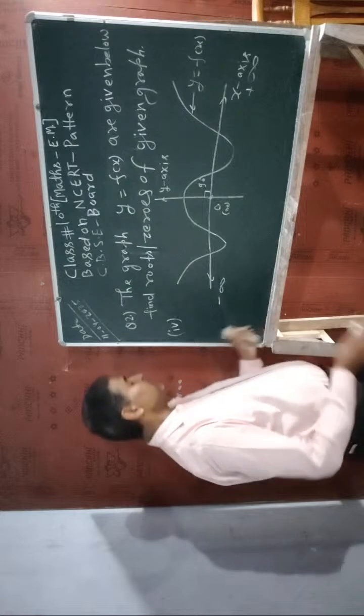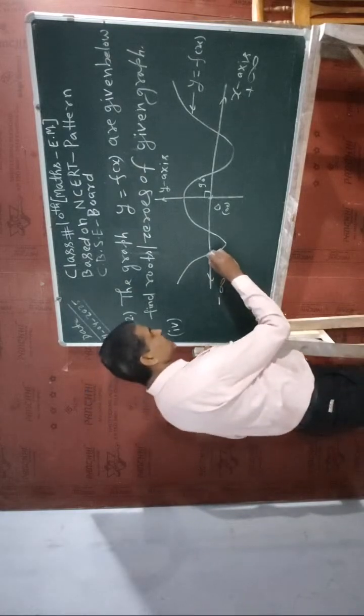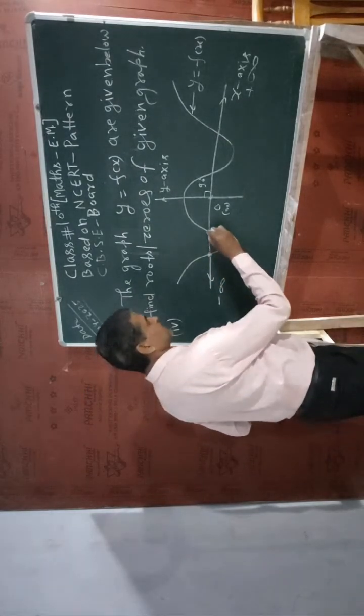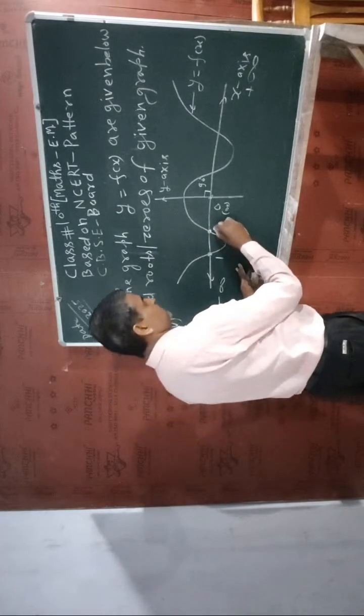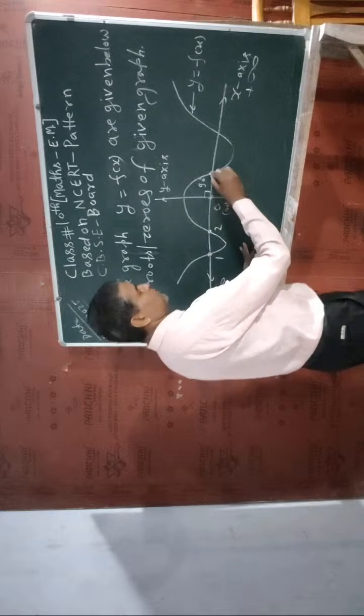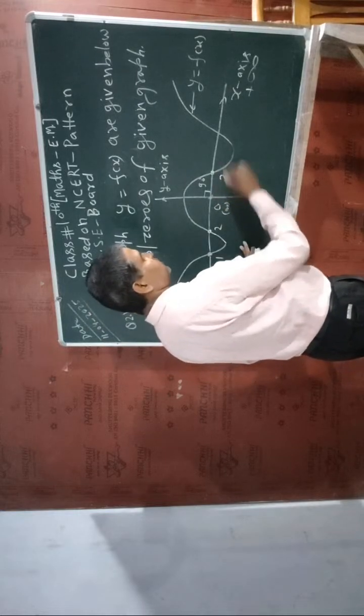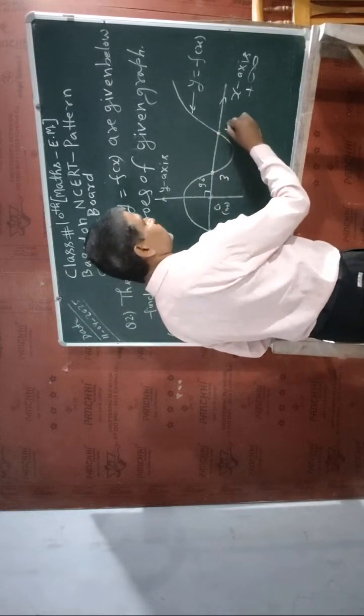So now here I will consider the intersection of the polynomial with the x-axis. So here one zero is available, here a second zero is available, here a third zero is available, and here a fourth zero is available.